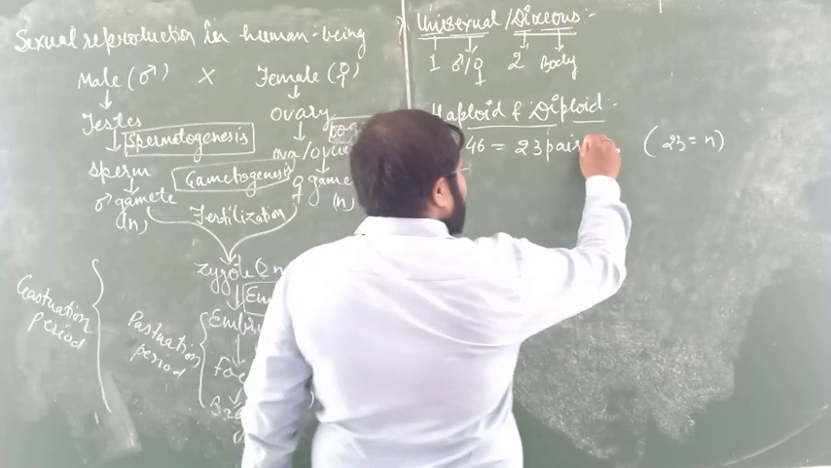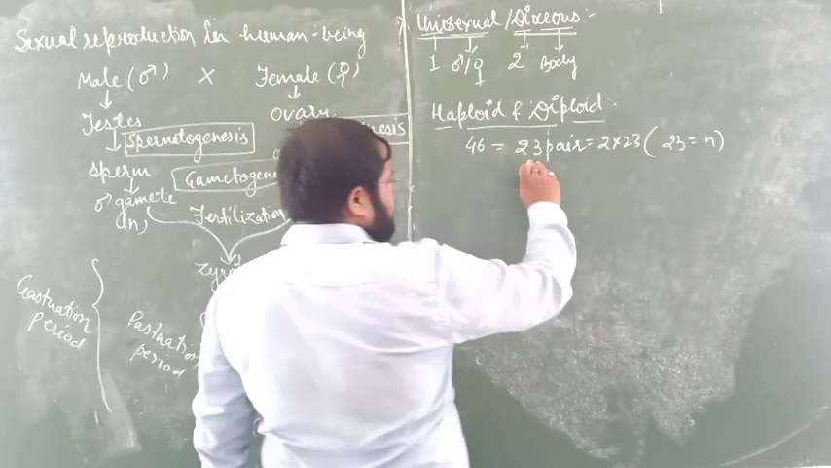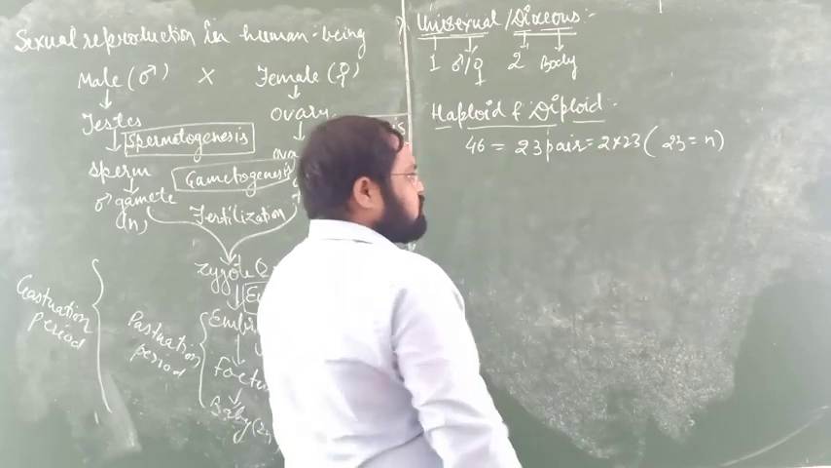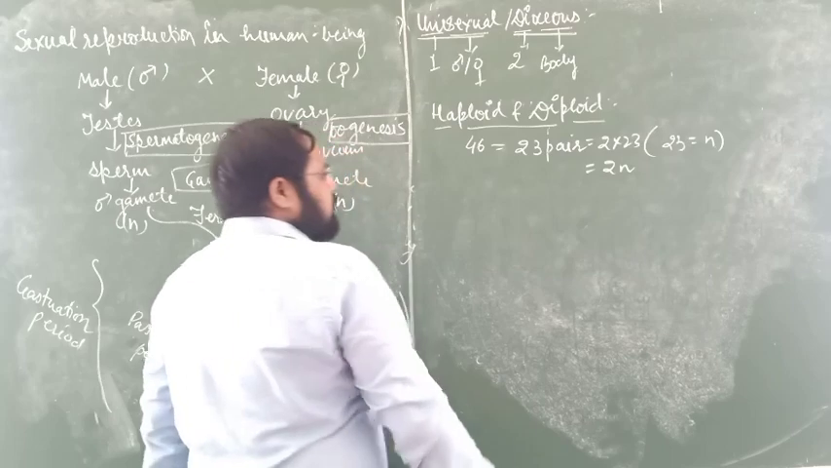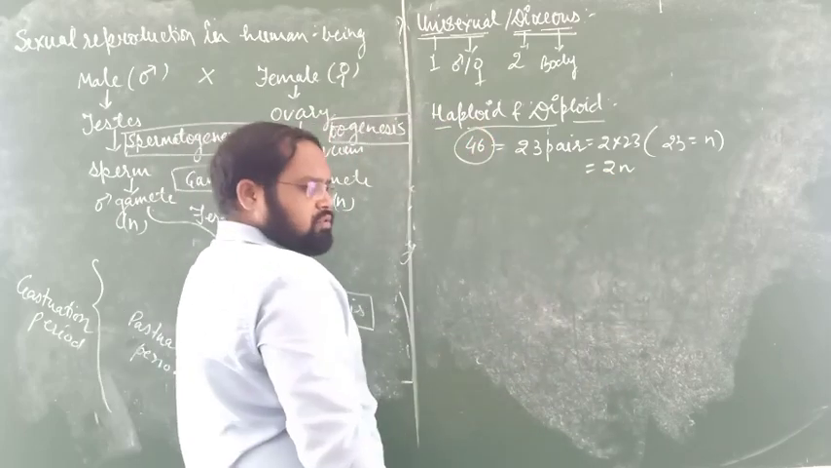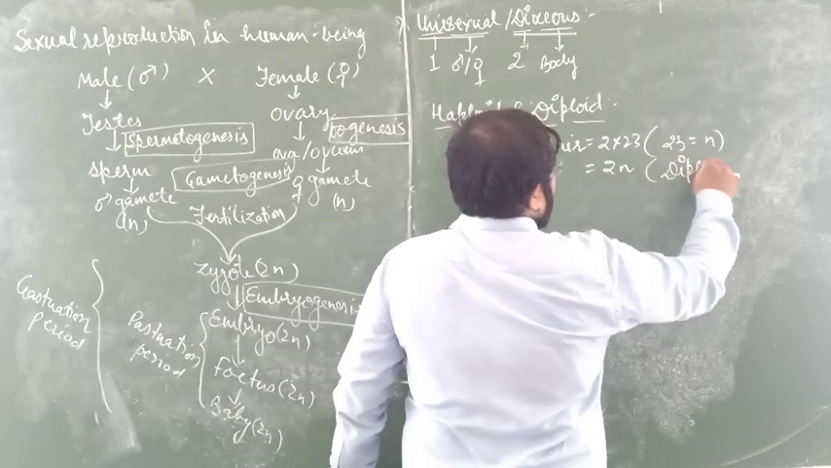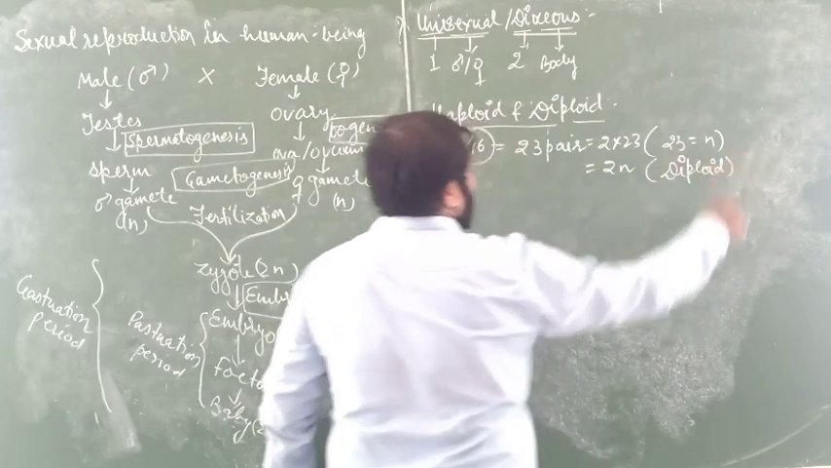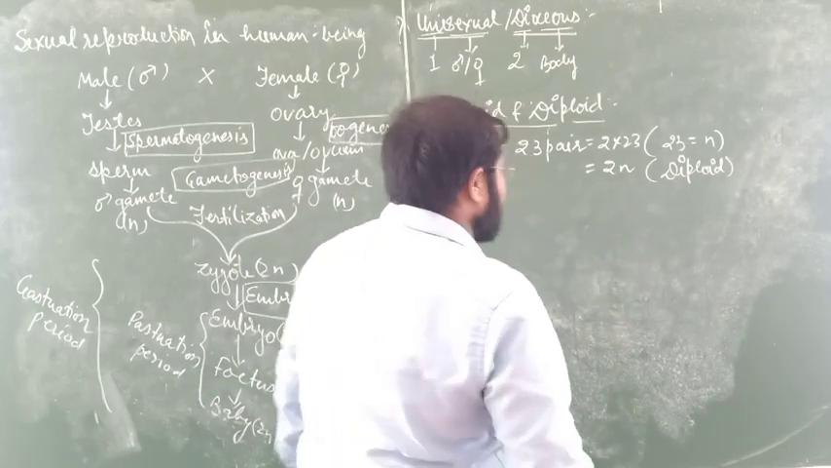Here we will write 2 into 23, that is also correct. So 23 is equal to n, so we will write 2n. If the condition is 2n, it means the whole number of 46, and when the chromosome number is 2n, that condition is called diploid.